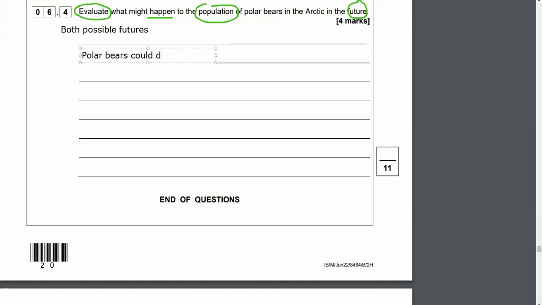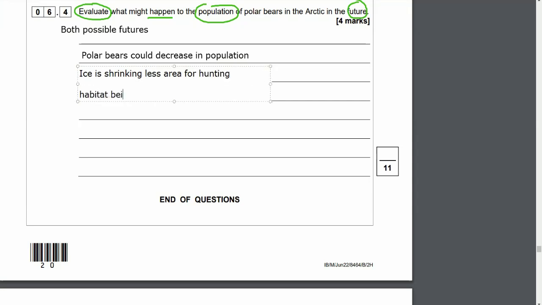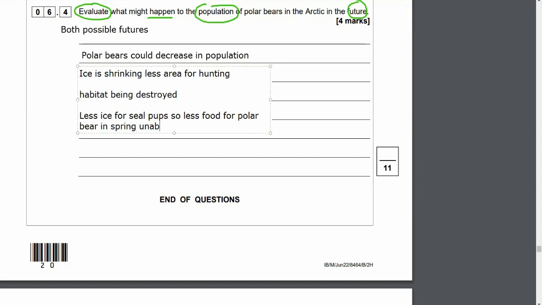So, one of the possibilities is that the polar bear population could decrease. And here are a number of reasons. We've got the shrinking sea ice, so a smaller habitat, smaller area for hunting seals. With less sea ice, there's going to be less seal pups around, which are easier to catch. There's going to be more swimming in order to catch, which uses a lot more energy, and so forth. So you've got a load of different answers here. So less food.